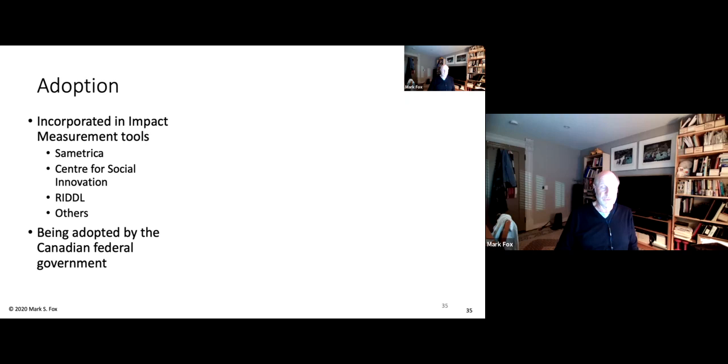This standard was just recently released in the last 6 months. A new version is coming out within the next month, and it has been incorporated in tools for measuring the impact of social purpose organizations from Symmetrica, Center for Social Innovation, Riddle, and others. It's being adopted by the Canadian federal government, and there are some major IT organizations in North America that are in the process of adopting this as their standard for representing impact management, impact measurement.